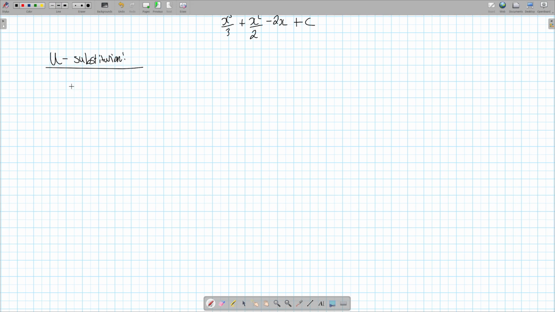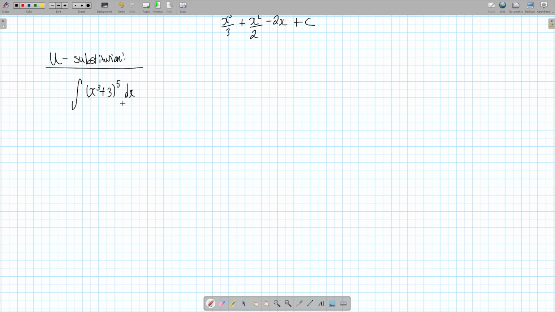U-substitution, how does it work? Let's say I have the integral of x to the power of 3 plus 3 dx. We know how to integrate this. This becomes x to the power of 4 over 4 plus 3x plus c. Simple, right? Okay, let's say I change this into this.